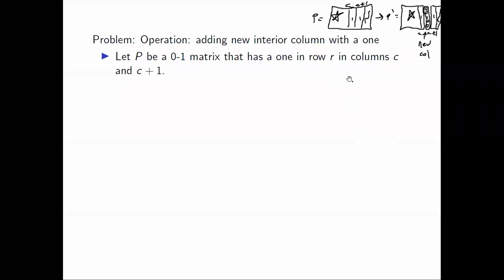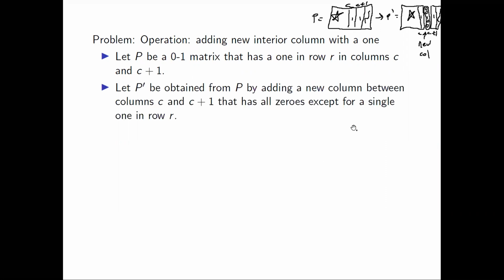So I claim if we add this new column with a single 1 between column C and C plus 1, where its 1 is in the same row as the ones that we denoted in column C and C plus 1, then the extremal function of this new 0, 1 matrix P prime is less than or equal to 2 times the extremal function of P. So we can say EX of n comma P is less than or equal to EX of n comma P prime is less than or equal to 2 times EX of n comma P.